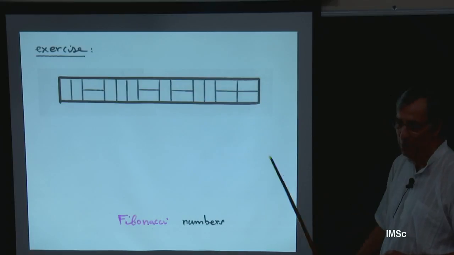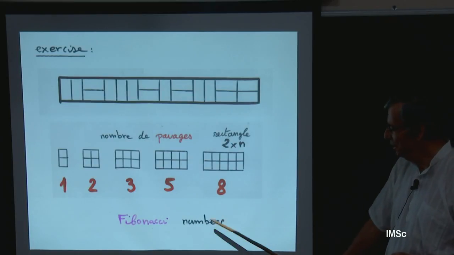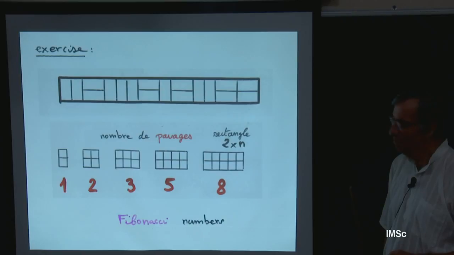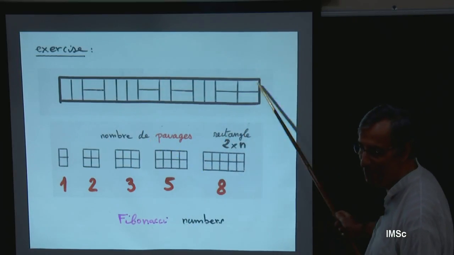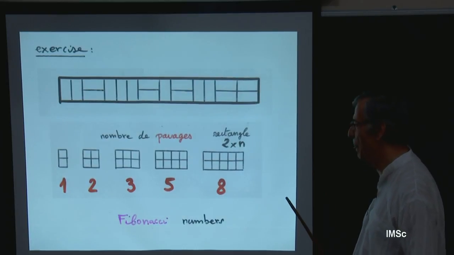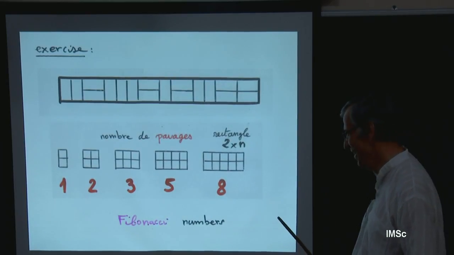If you take rectangles with 2 rows, these are Fibonacci numbers. Very easy. The solution is in the picture. Fibonacci. Pingala.